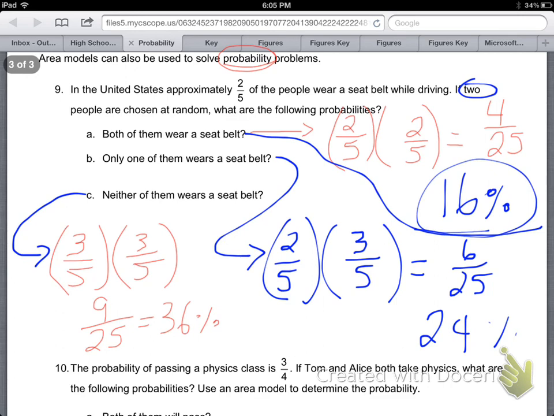And then you can try number 10. If you can do it, that's awesome. If not, well, I'm just going to show you a little bit how to do it, but it's your responsibility to know how to do it.